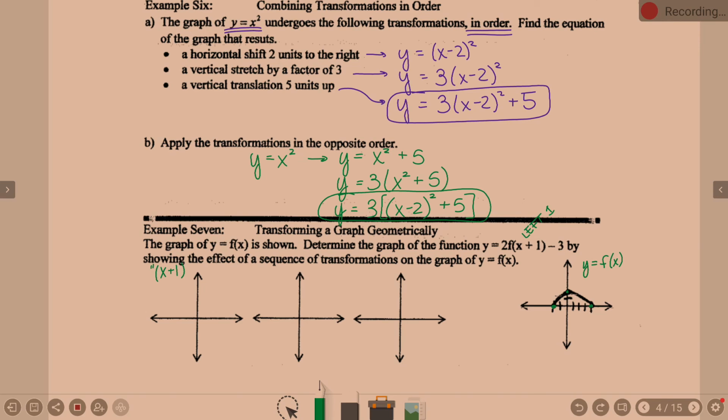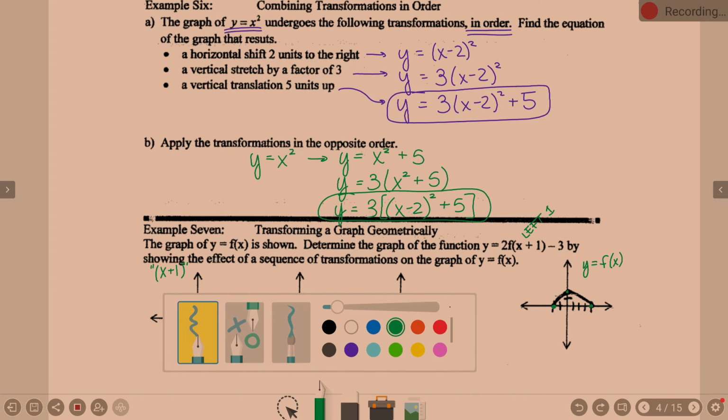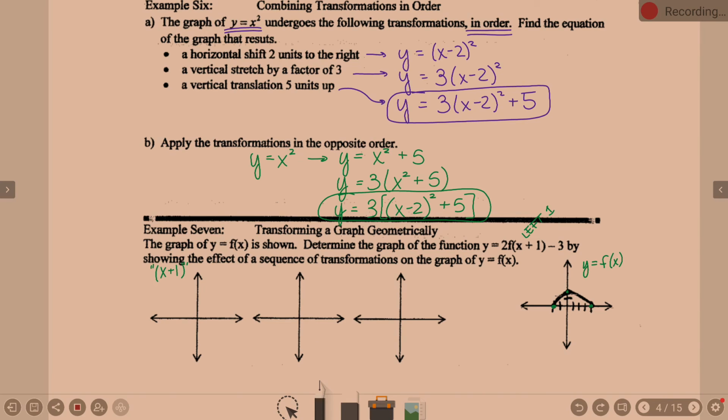I'm putting here the x plus 1, indicating we're going to do the x plus 1 piece. Wait, is it on 4, 1 or 4, 0? 4, 0. I said 4, 1, didn't I? Yeah, I meant 4, 0. It's okay. My mind said the wrong thing. Okay, so I'm going to put some tick marks in here.